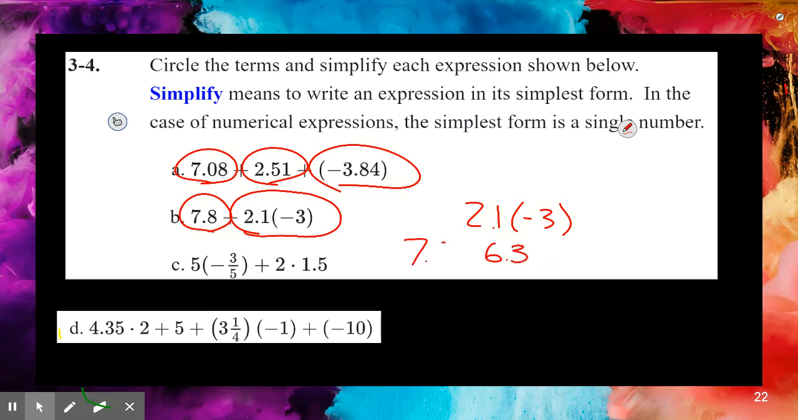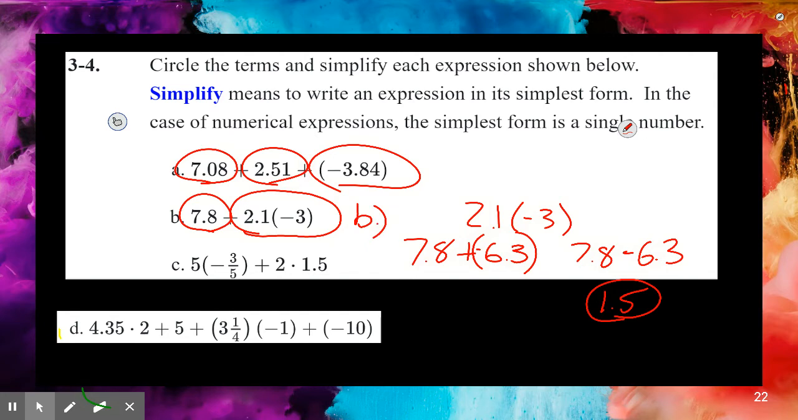And then we do 7.8 plus 6.3. Ooh, but this is negative, right? We need to multiply a negative by a positive number. You're going to get a negative. So here we're basically subtracting 7.8 minus 6.3. And so that's going to give us 1.5 as a final answer. And then for C, we just solved B.